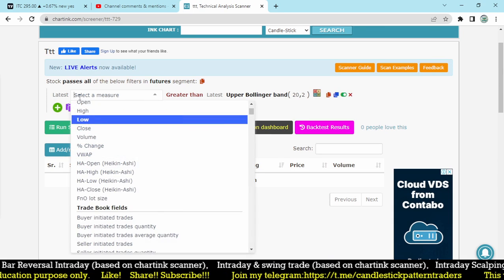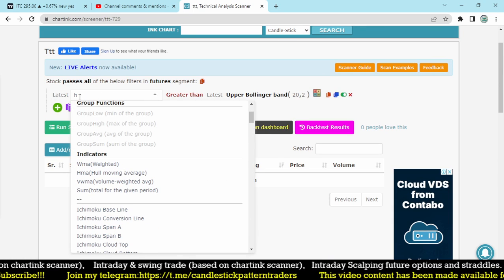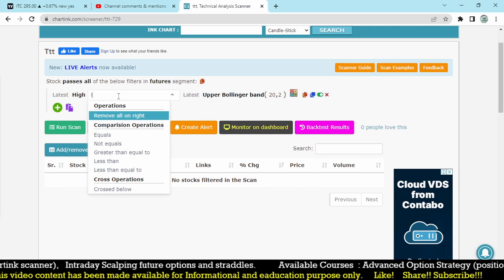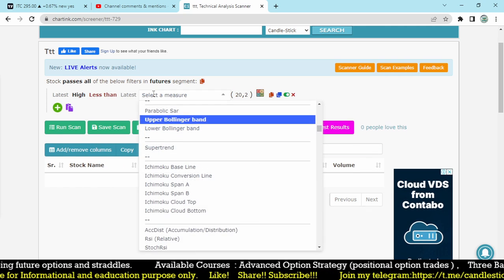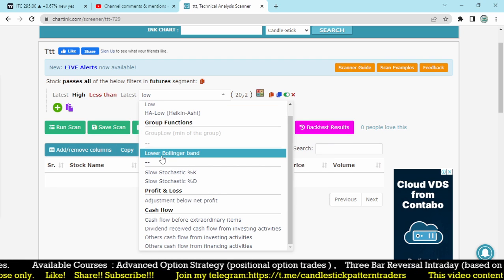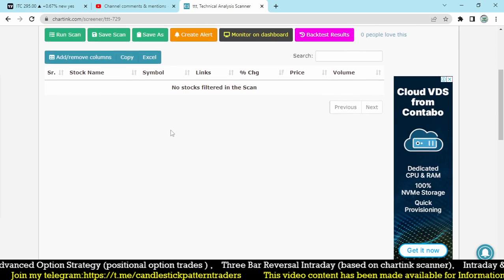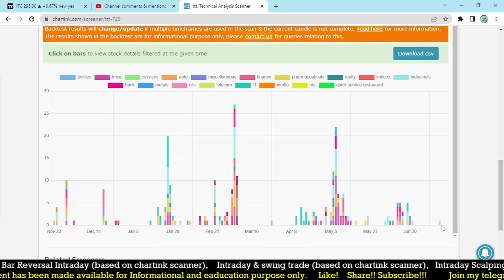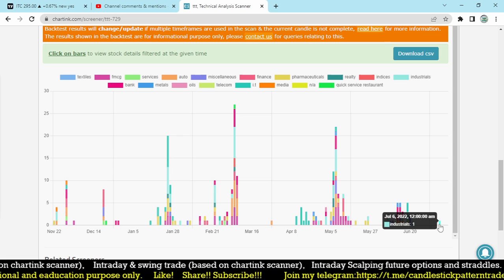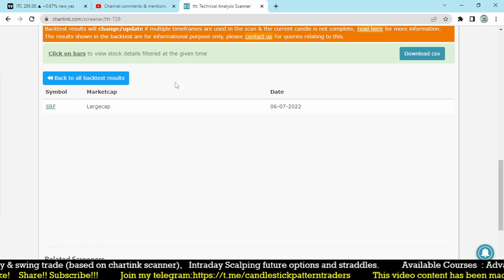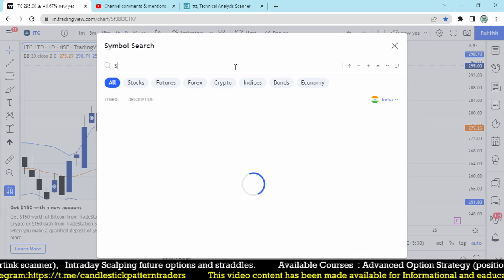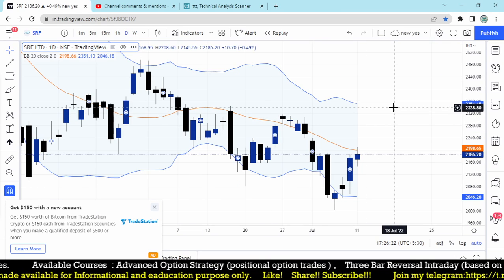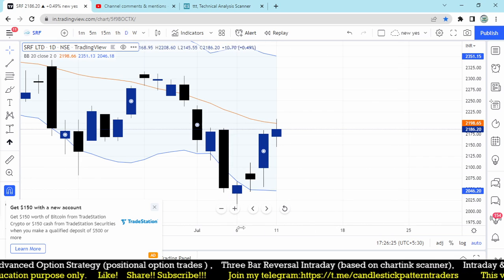The latest high is less than the lower Bollinger Band. Let's say this will find a stock which forms below the lower Bollinger Band, with no contact between. So we have recently, on July 6th, SRF. Let me try it out. SRF, what happened? SRF, this was July 6th.